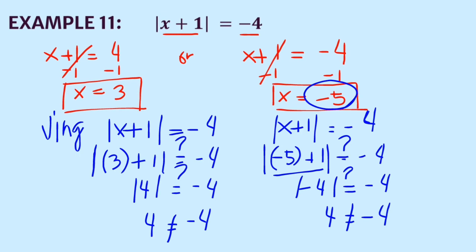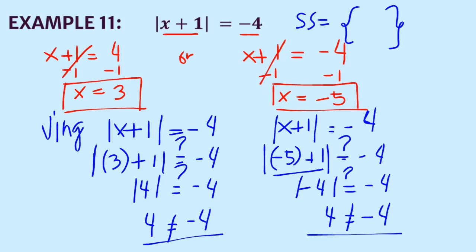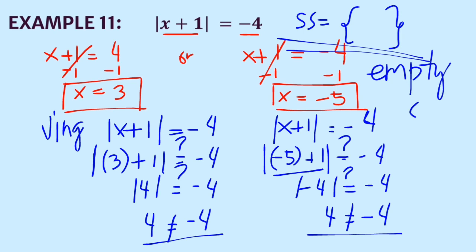Now, the question is, what will be our solution set? So, our solution set will be an empty set, since both of the values that we solved did not satisfy our equation. So this is our answer. This is an empty set.